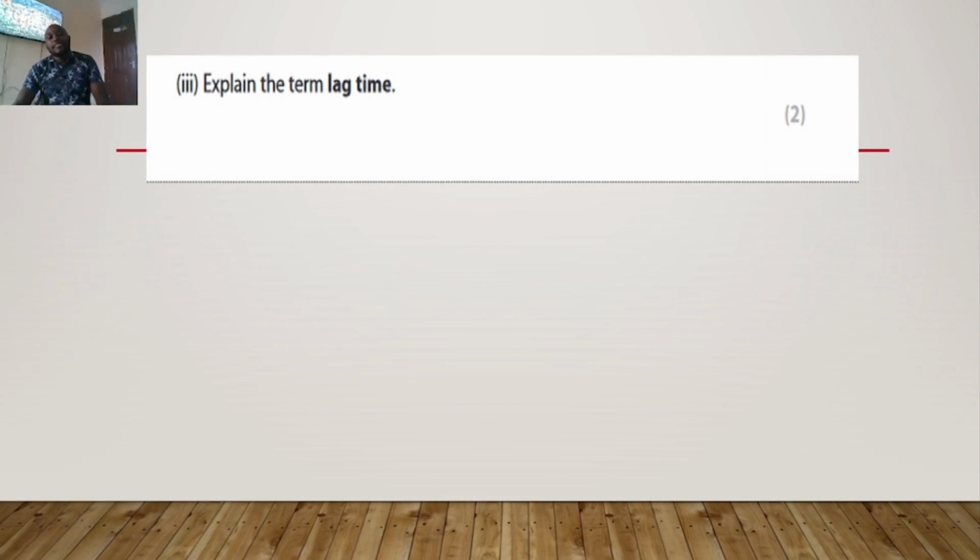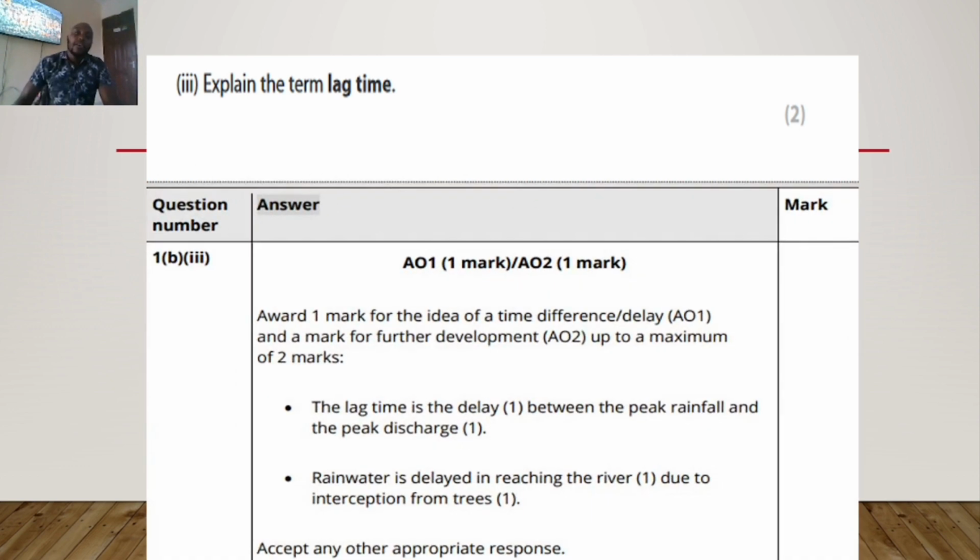Explain the term lag time. What is it? You remember that? Bravo if you got it right, because this is the delay between peak rainfall and peak discharge. That time in between is the lag time. On the diagram, you remember I showed you that. So the lag time is the delay between the peak rainfall and the peak discharge. You get your 2 points.